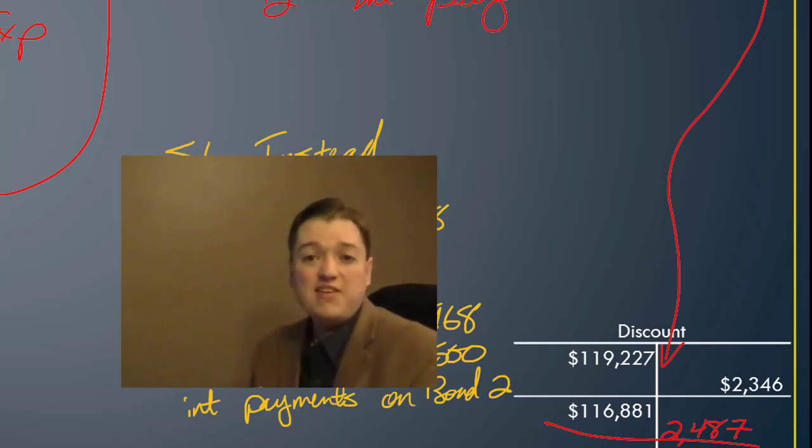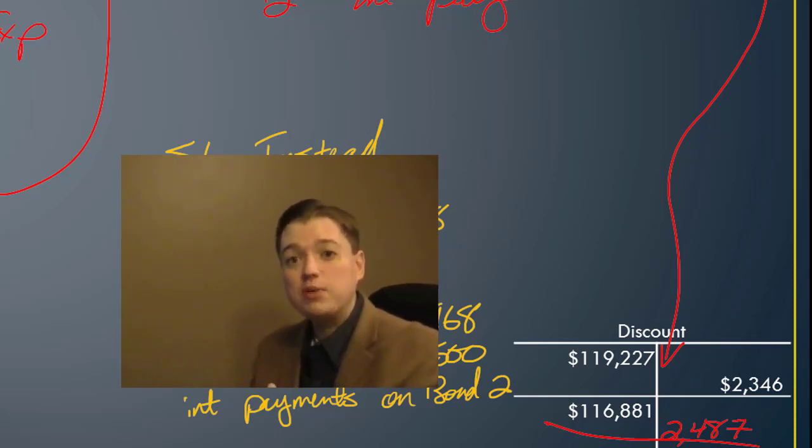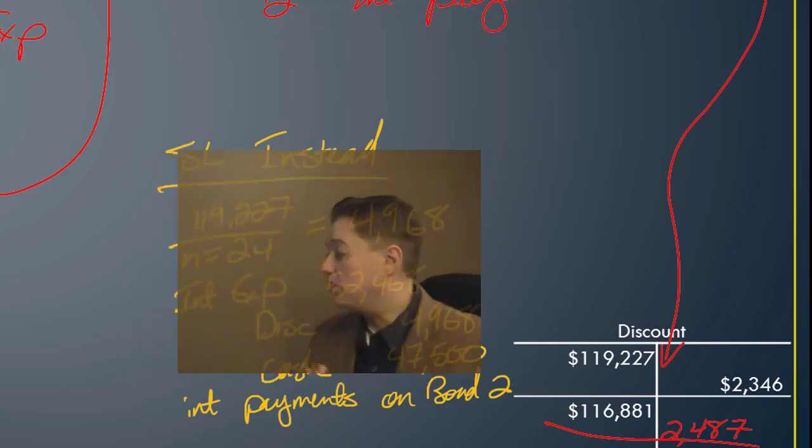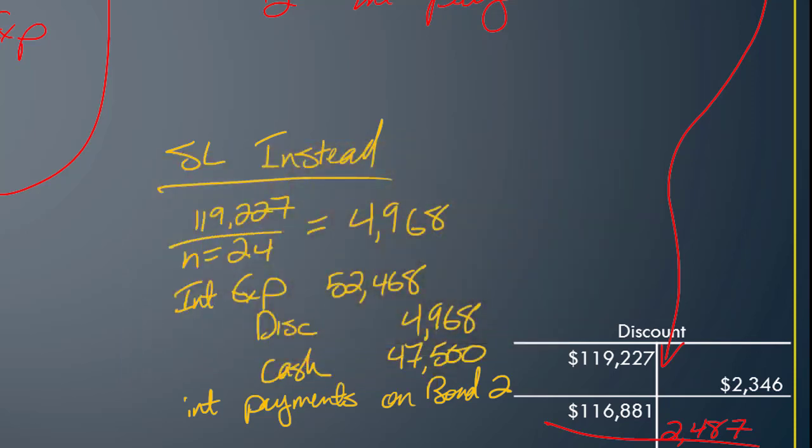FASB doesn't like this one because they feel it smooths things out a little too much. Since we use the effective rate or the market rate to get that present value in the first place, we should unwind the present value, that's their term, using that same effective interest rate. So again, we can only use straight line if it's not materially different from the effective interest method, and you can see here about $3,000 change in the interest expense. Depending on the size of the company, that might very well be material. So we may end up being stuck with the effective interest method.